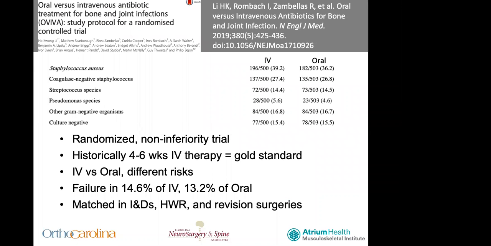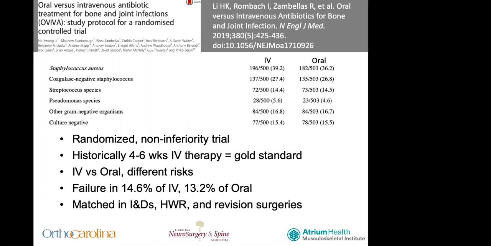When we talk about antibiotics, we also talk about the duration of treatment. Many consider that a prolonged course of 4 to 6 weeks of IV antibiotics is the gold standard treatment for bone and joint infections. But there's also been some argument that maybe this practice derives from an era before we really studied pharmacokinetics, and that it may be a misconception that IV therapy is always stronger than oral therapy.